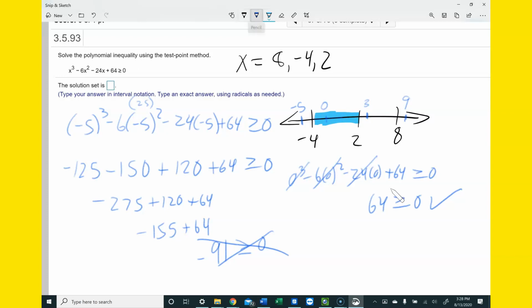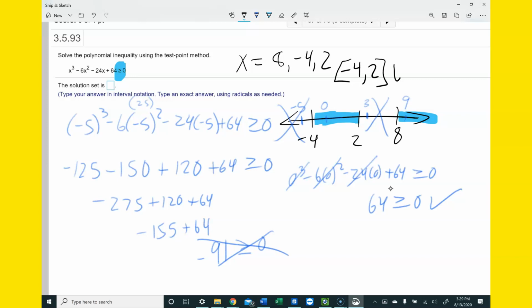And I'll just go and tell you, this section is not, this section is not, this section is. So the way I would write my answer is with an interval. The interval is -4 to 2. Notice since it says greater than or equal to 0, the -4 and the 2 are included because they are equal to 0 there. If it just said greater than 0, they would not be included, and I would have used parentheses.